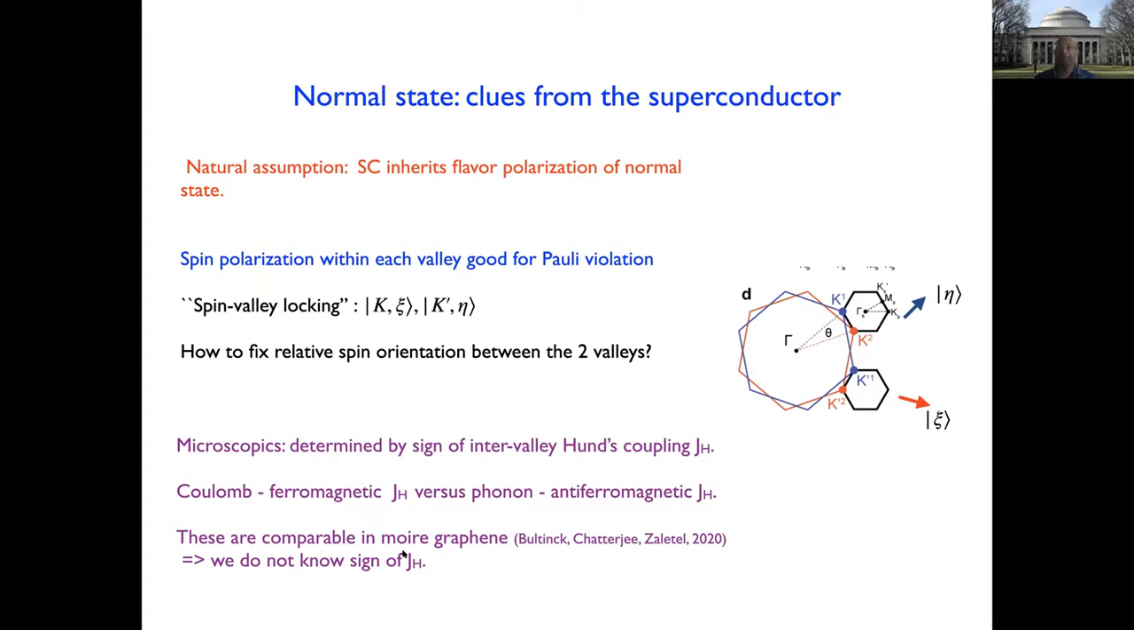Now, in Moiré graphene, an estimate of this phonon-induced effect gave a magnitude that was comparable to the best estimates that are available for the Coulomb-induced JH. This means that theoretically, we don't know the sign of JH. And so purely theoretically, we don't have a strong way to fix the relative orientation of the spin between the two valleys. So in the absence of strong theoretical guidance, we'll turn again to experiments and use phenomenology to fix the sign of this relative spin orientation.